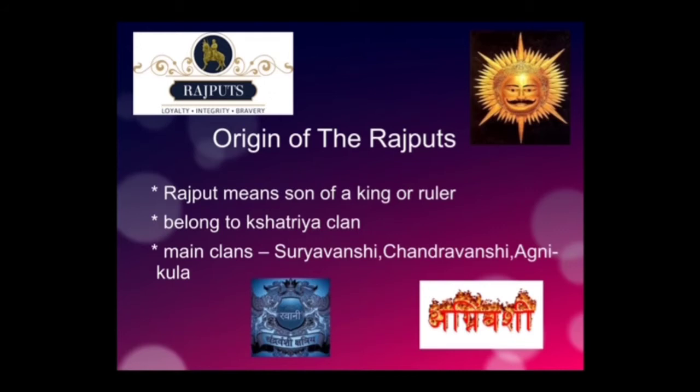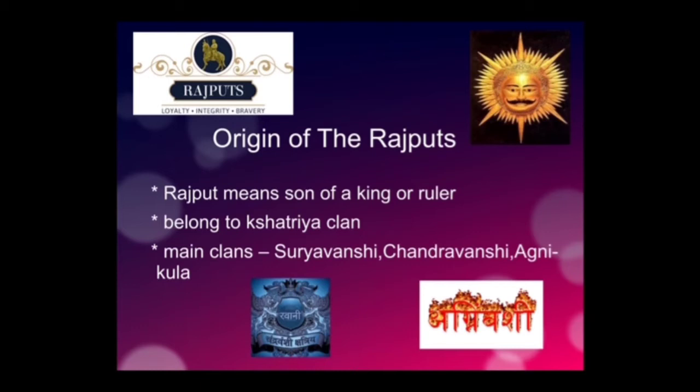The word Rajput has its origin in the Sanskrit language. It comes from the word Rajputra, which means son of a king or ruler in Sanskrit. Historians and scholars differ about the lineage of the Rajputs. Some scholars believe that Rajputs were the descendants of Central Asian tribes, whereas most of the scholars agree that they belong to the Kshatriya clan.